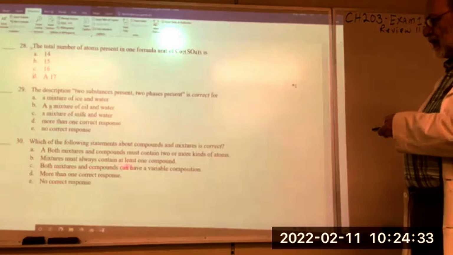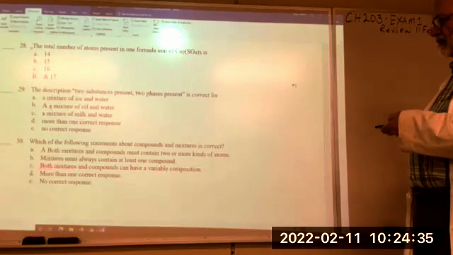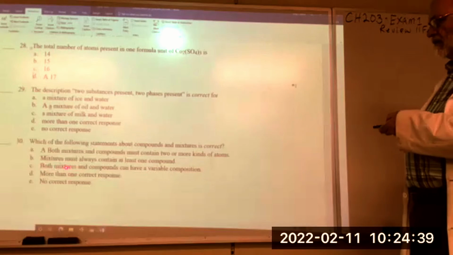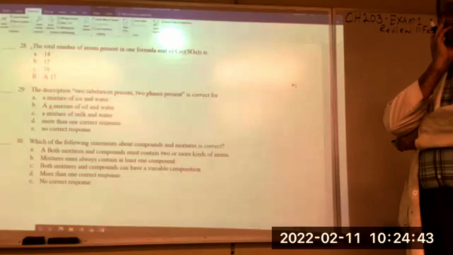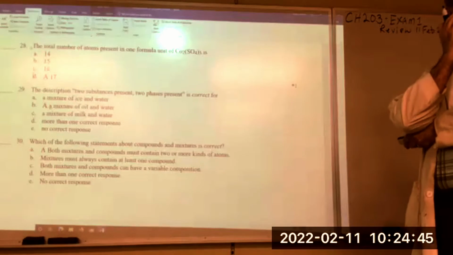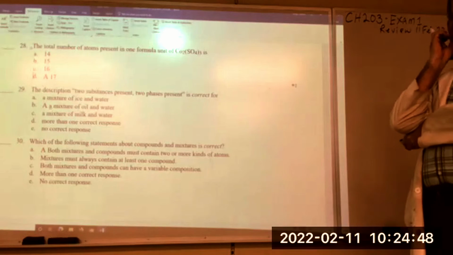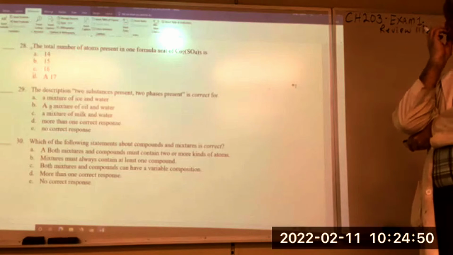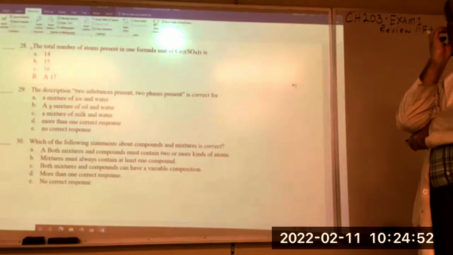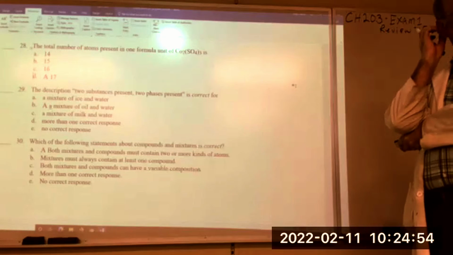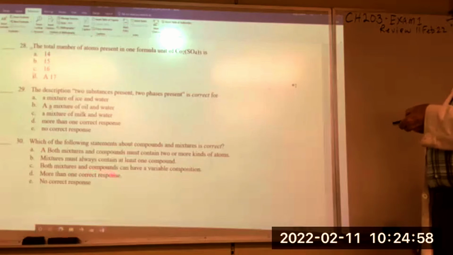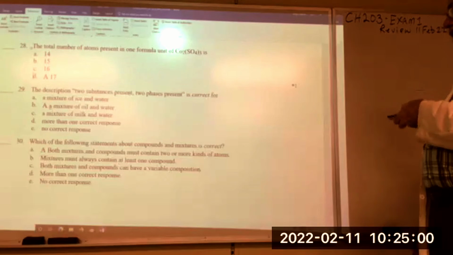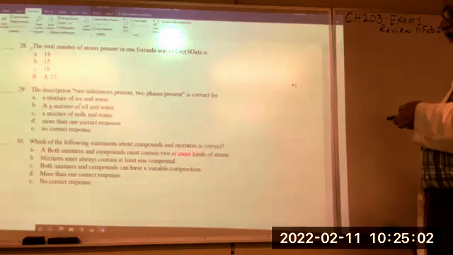Both mixtures and compounds can have a variable composition. Compounds cannot. Mixtures can have variable composition. Compounds are fixed. That's the law of definite proportions. I think it was Proust that came up with that one. So no, one can, but the other can't. Okay, so now we can say this is the only good one right here.